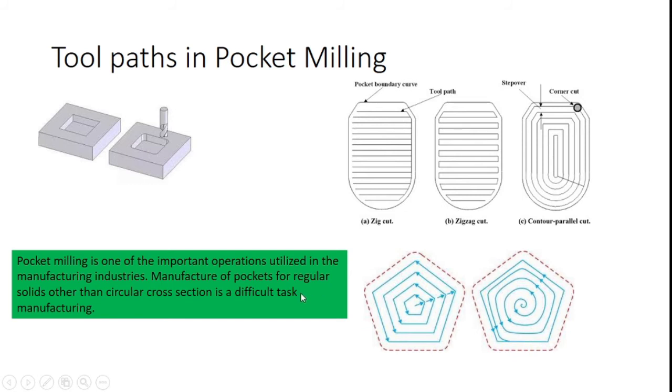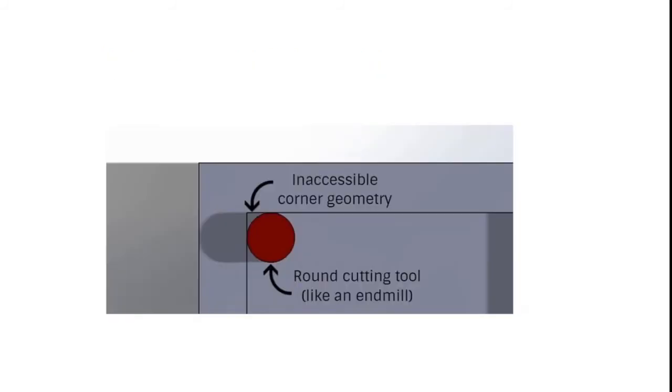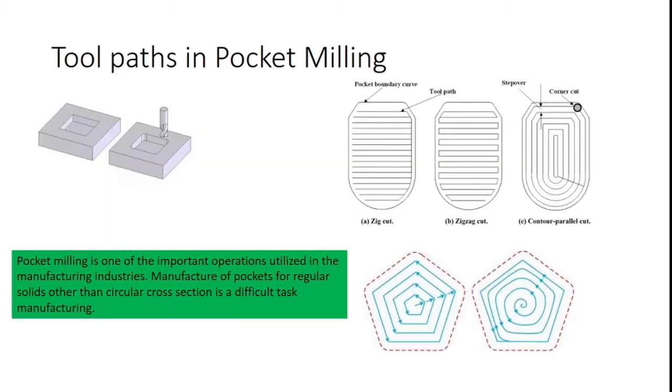Pocket milling is one of the important operations utilized in manufacturing industries. Manufacturing pockets for regular shapes other than circular cross sections is a difficult task, as we are discussing with the tool paths in pocket milling. Every pocket milling has its own tool path. Here, see the corner of the tool path.